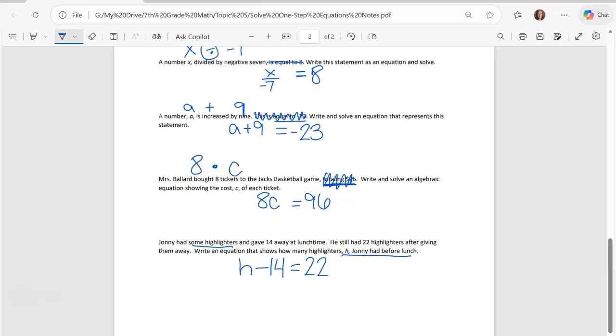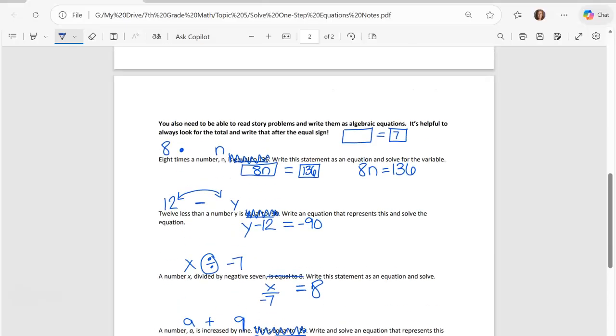So to solve these problems, we just go back and draw our line. In this first problem, 8n means multiplication. The opposite is division. We show division with a fraction bar. So we're going to divide by 8. The 8's cancel out, and I get n equals, oh man, can I do that in my head? 136 divided by 8. Is that probably going to be a decimal this time? I'm not sure. Nope, it's not. It's 17. So n is equal to 17.